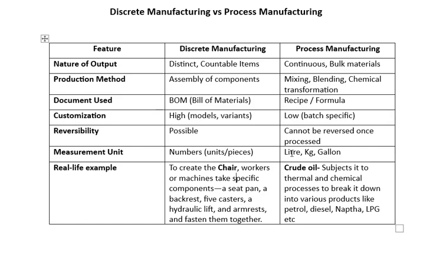So, the measuring unit is liters. You generally measure the crude oil in gallons, liters, or a similar unit. As I told you, reversibility: it cannot be reversed once produced. Batch specific. It generally follows a particular recipe or formula. There are particular processes to produce a final product. Mixing, blending, chemical transformation, or any other process is generally followed in process manufacturing, and generally process manufacturing produces the item in bulk. So, this is a very simple comparison between discrete manufacturing and process manufacturing.